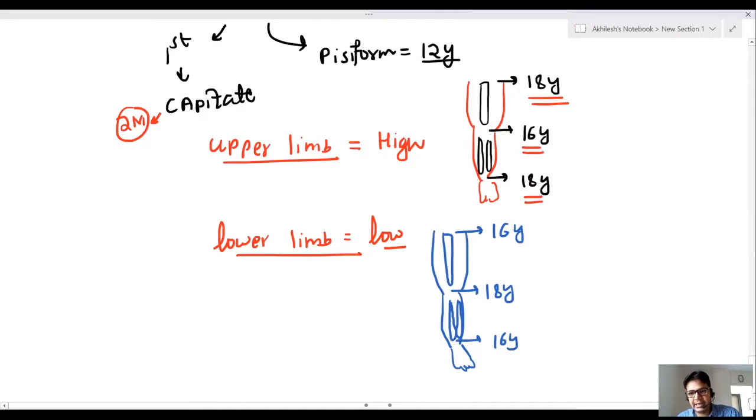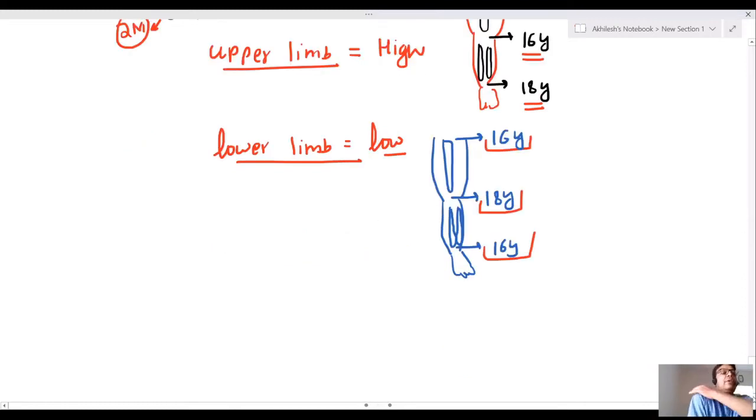16, 18, 18, 16, 18, 16. In lower limb, upper end of femur at 16, lower end of femur and upper end of tibia fibula 18, and lower end of tibia fibula. So this is a very simple trick. For upper limb, you'll start with 18, 16, 18. Lower limb will start with 16, 18, 16. This is a very simple trick to remember.